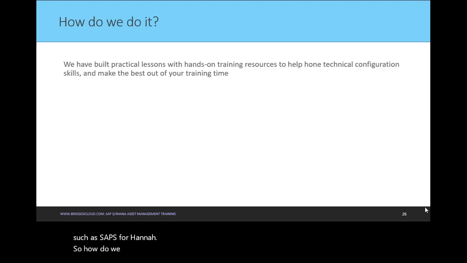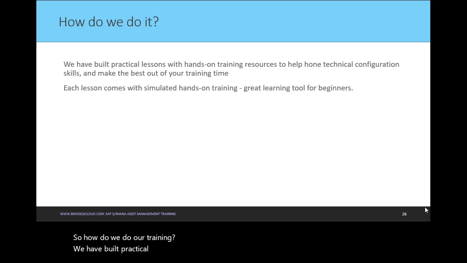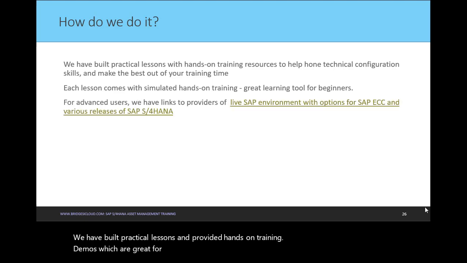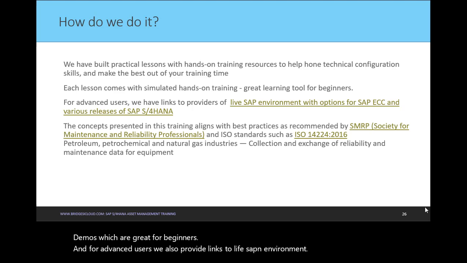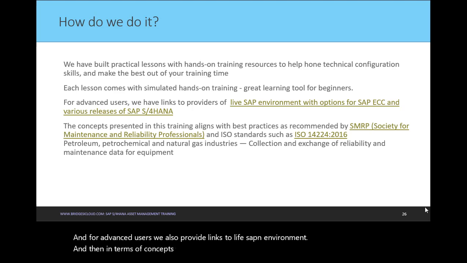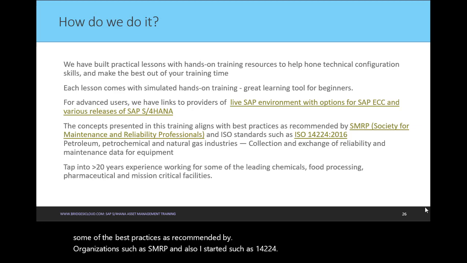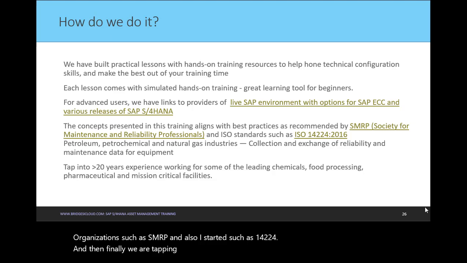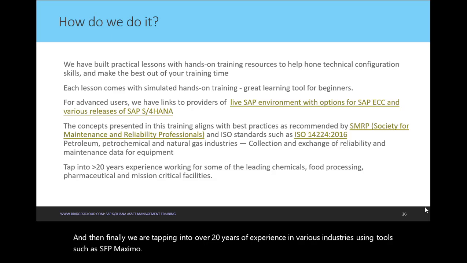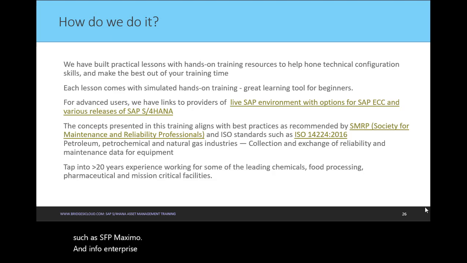So how do we do our training? We have built practical lessons and provided hands-on training demos, which are great for beginners. And for advanced users, we also provide links to live SAP environment. And then in terms of concepts and practices that we have presented here, they are aligned with some of the best practices as recommended by organizations such as SMRP and also ISO standards such as 14224. And then finally, we are tapping into over 20 years of experience in various industries using tools such as SAP, Maximo, and Info enterprise management systems, among others.